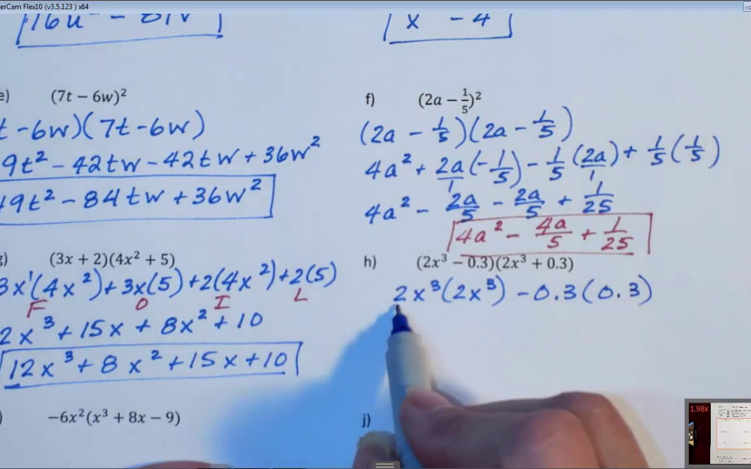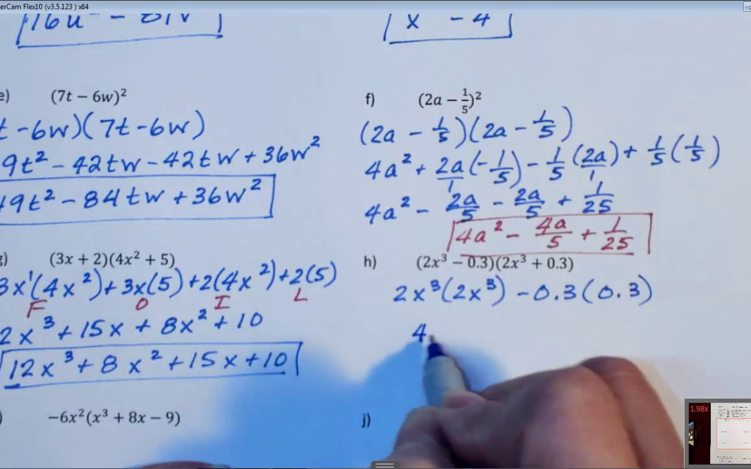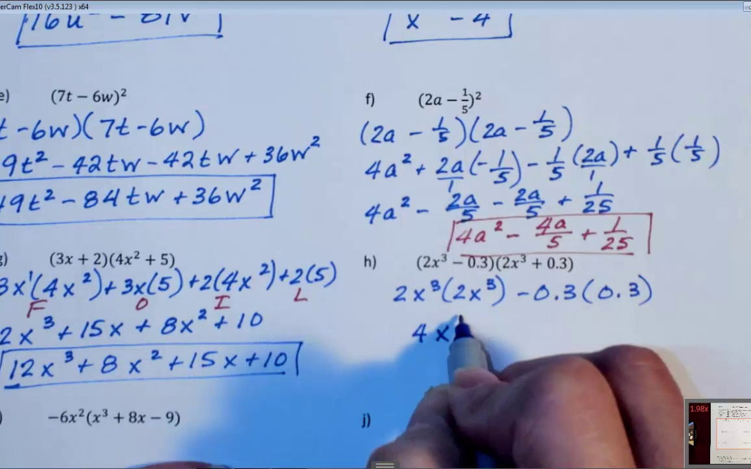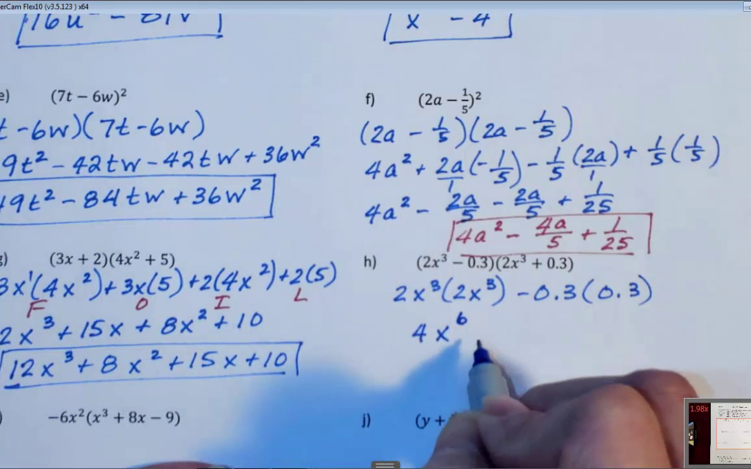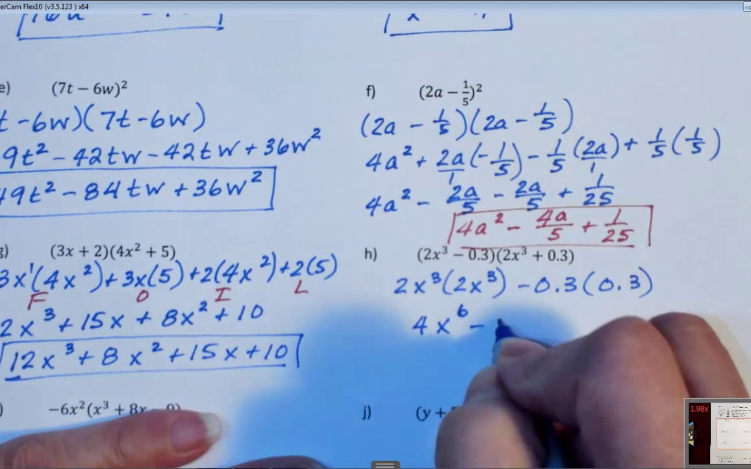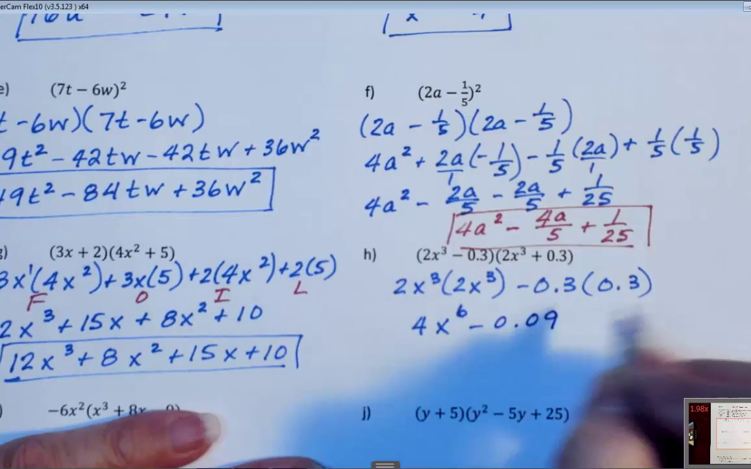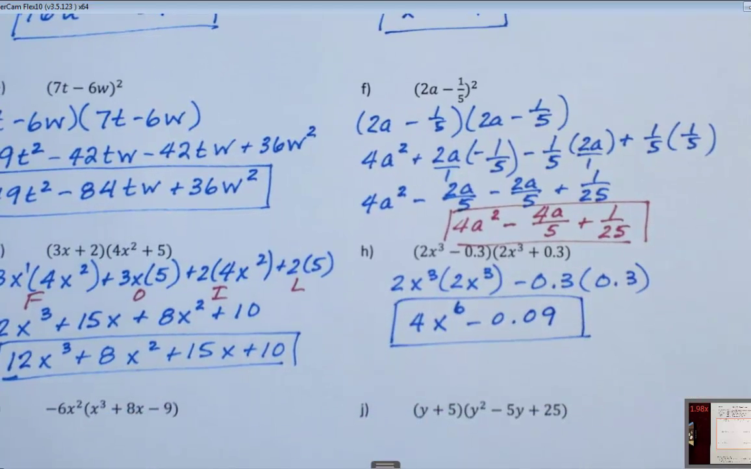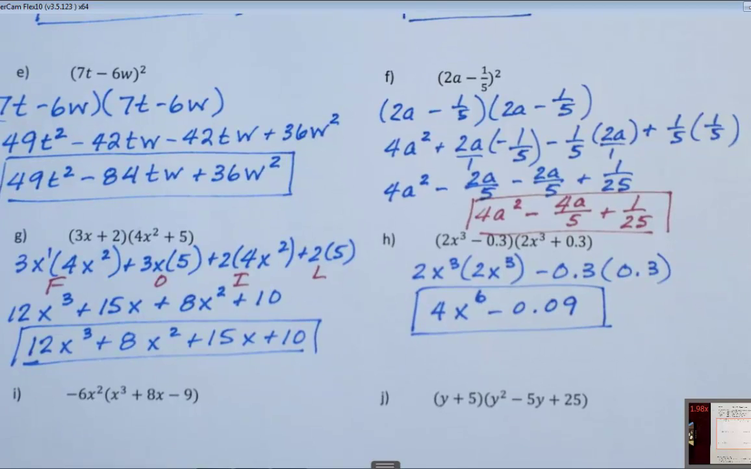So 2x to the third times 2x to the third. 2 times 2 is 4x, and then I have the same base, so I'm going to add my exponents. 3 plus 3 is 6. Then I'm going to multiply 0.3 times 0.3, and that gives me 0.09. And that is your answer to this one. Again, we don't need to worry about the middle term. If you want to multiply it out and then cancel it, that's fine.